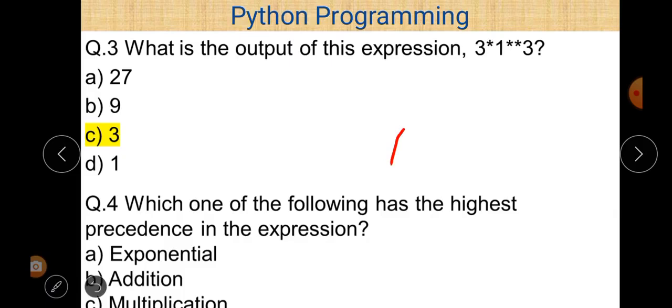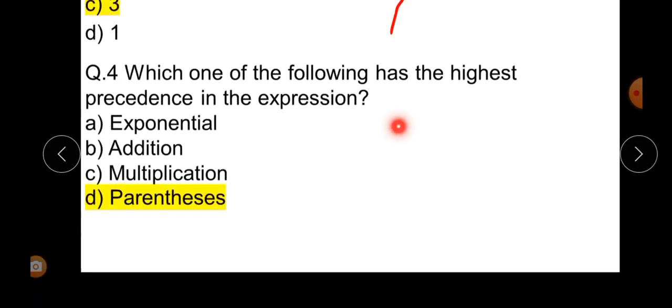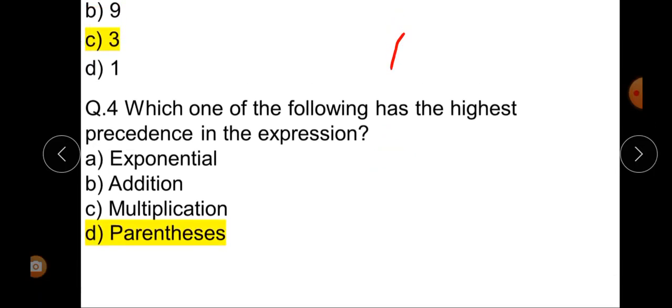Our next question is, which one of the following has the highest precedence in the expression? Different operators are given and we have to find the highest precedence among them. So let us check the different operators. These are the different operators given in the question: exponential, addition, multiplication, and at last parenthesis. So our answer will be parenthesis.